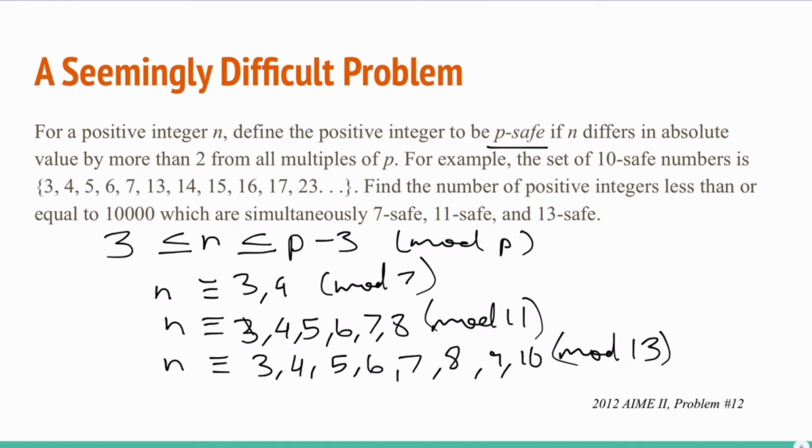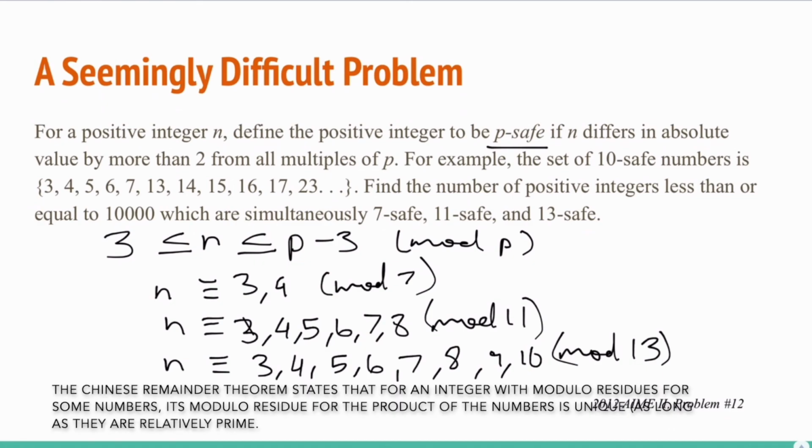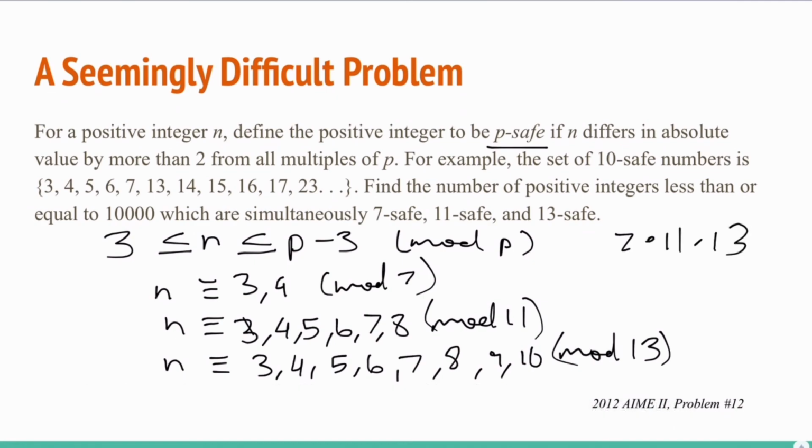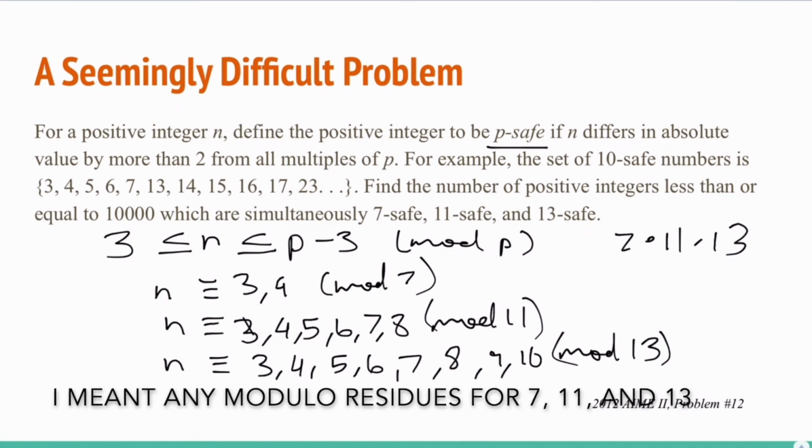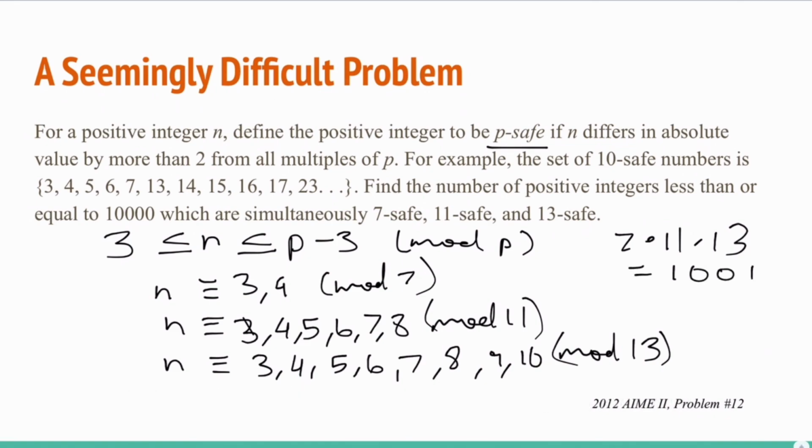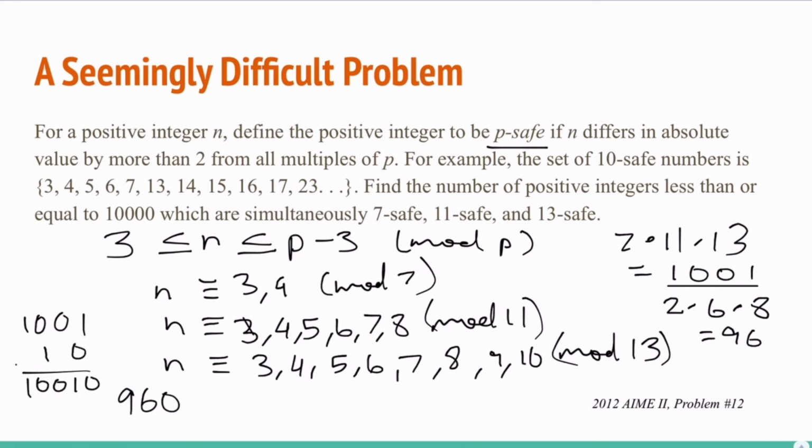Now, how can we use this information? Well, first let's try to find how many total modular residues there are. And by the Chinese remainder theorem, there's going to be exactly 7 times 11 times 13 unique numbers that have these modular residues. And this equals 1001. So for each 1001 numbers, there are 2 times 6 times 8 possible values, which equals 96. So there's going to be 960 since 1001 times 10 equals 10,010 values. But we have to subtract any values that are there between 10,000 and 10,010. And we find two values, specifically 10,006 and 10,007. So our final answer is 958.